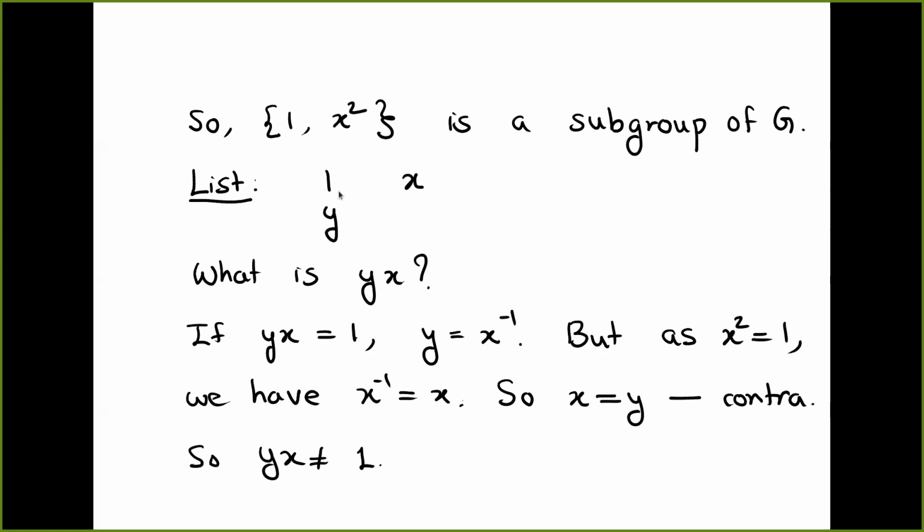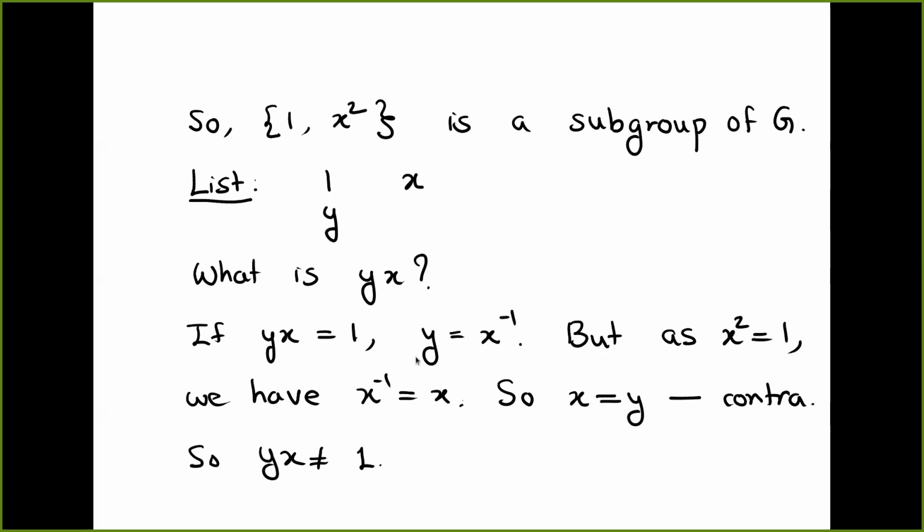So why am I writing Y below this like this? Why am I not writing it to the side here? It's just to lead you towards a pattern which will maybe become clearer in the next lecture. But for now, let's just go with this, that I've written these two elements like this and I write Y below. Well, what is YX? I've got all my three elements. What could it be? It could be either 1, it could be X, or it could be Y.